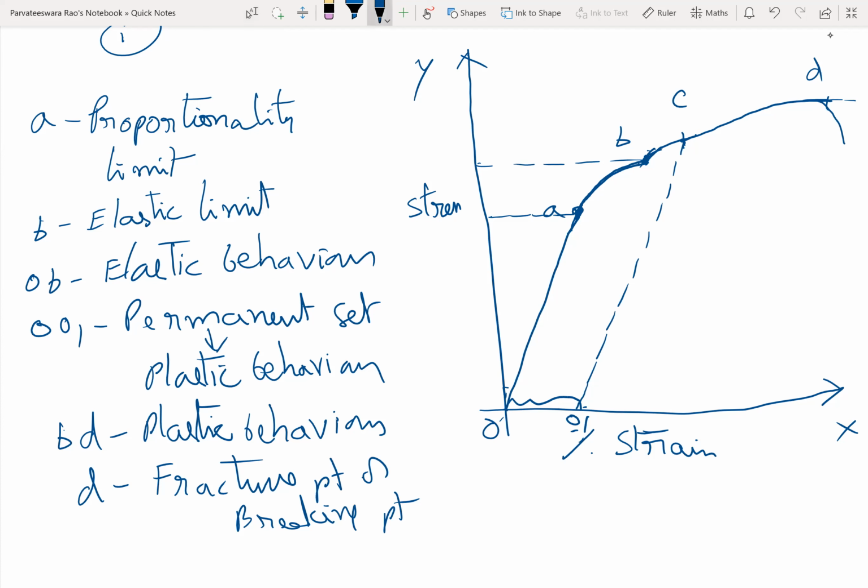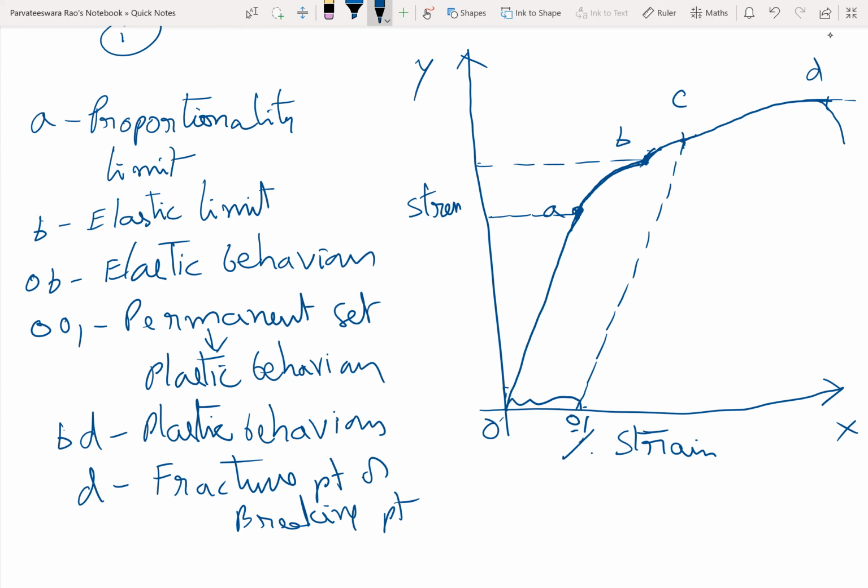Up to B, if you withdraw the stress, strain also disappears, but the linearity relation between stress and strain will disappear. So that proportionality behavior is lost, but elastic behavior is retained up to B. Hence B is called the elastic limit. So this OB in the graph will explain the elastic behavior.